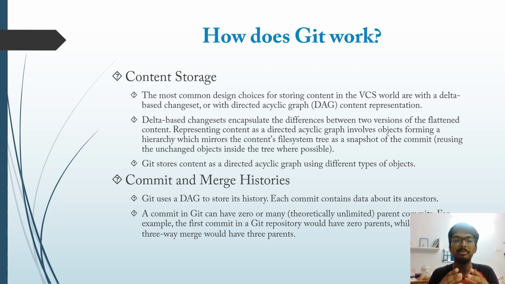So how does Git keep track of the commit and merge histories? Git uses a DAG to store the history. Each commit contains data about its ancestors, which can be zero or many in number depending upon its occurrence in the tree.